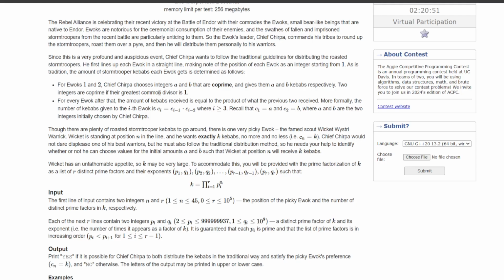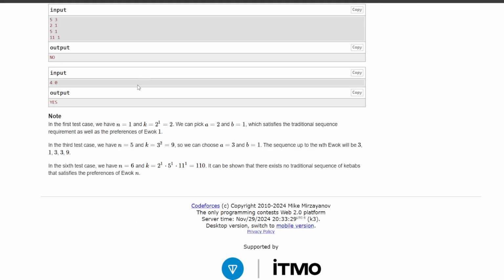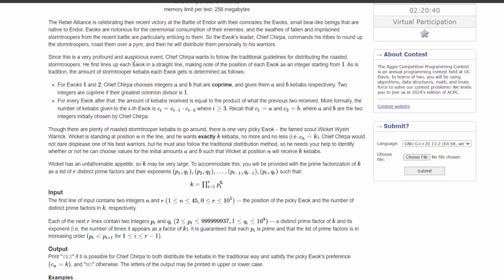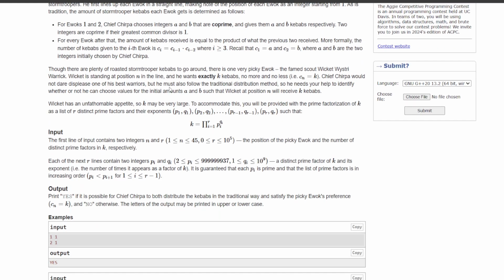Are you sure you understood the question correctly? Wait, this is so sus. Yeah, I think I should understand this problem correctly. It just doesn't say. It just says integers A and B. I don't know if it's only positive or whatever.